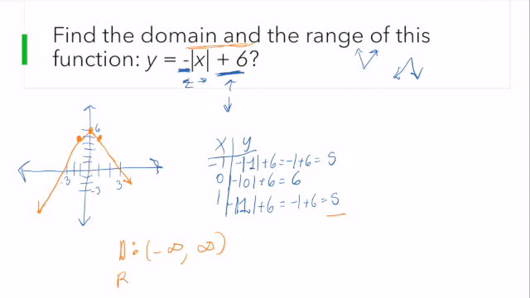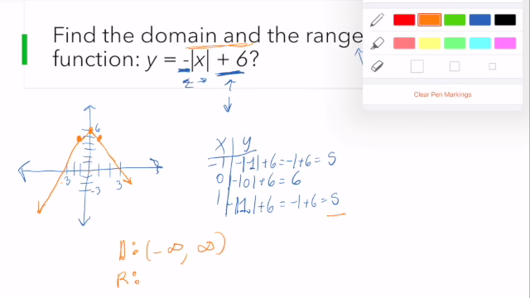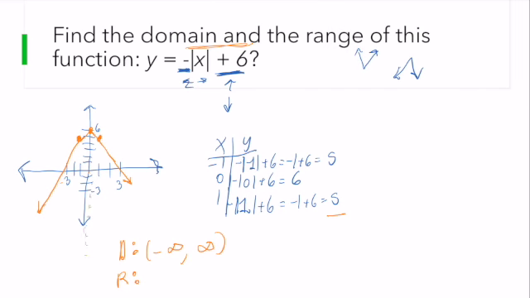My range goes from down here, right? My range, it's down here. Goes from negative infinity all the way up to 6, and 6 is a closed dot. So 6 is included. So here's the domain and the range of my function.